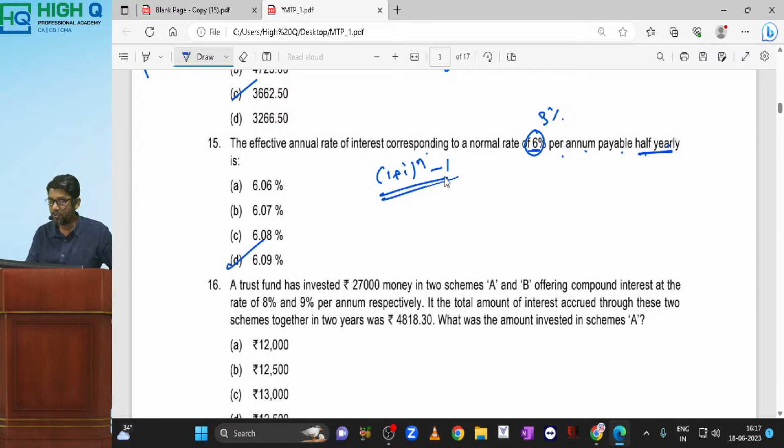Or else use this formula. So what is the shortcut calculator method? 100 plus 3% plus 3% minus 100. That's it. You will get the effective rate of interest.